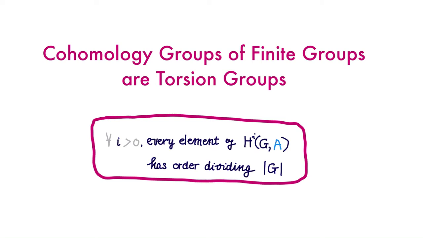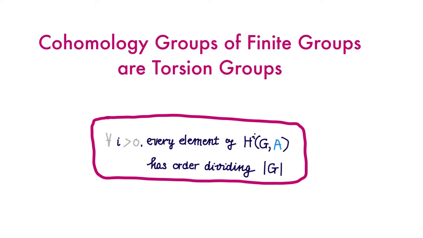Previously, we have computed cohomology groups of finite cyclic groups. Now, let's talk about cohomology of finite groups in general. Of course, finite groups are torsion, but it turns out that so are their cohomology groups, at least in positive degree. It turns out that if G is a finite group, then for every coefficient group A, every element of the cohomology groups of G with coefficient in A is going to have order dividing the order of G.